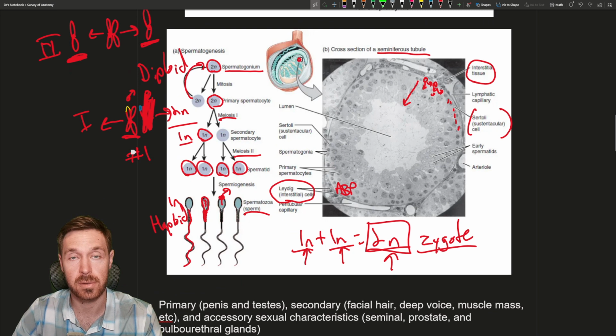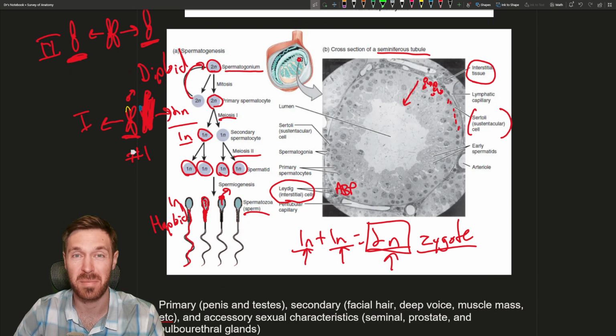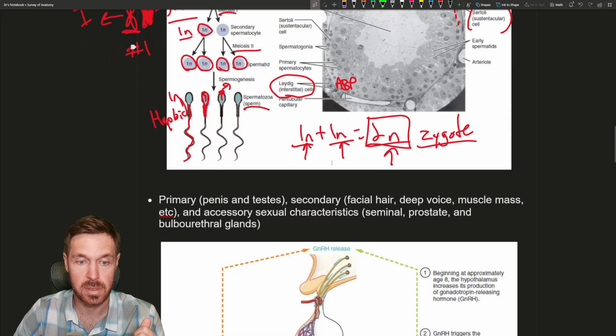Sperm in males are also protected by the blood-testes barrier, because the immune system would detect sperm as being foreign, since sperm aren't made until puberty. So there's a barrier keeping the blood and your immune system from getting to your testes.